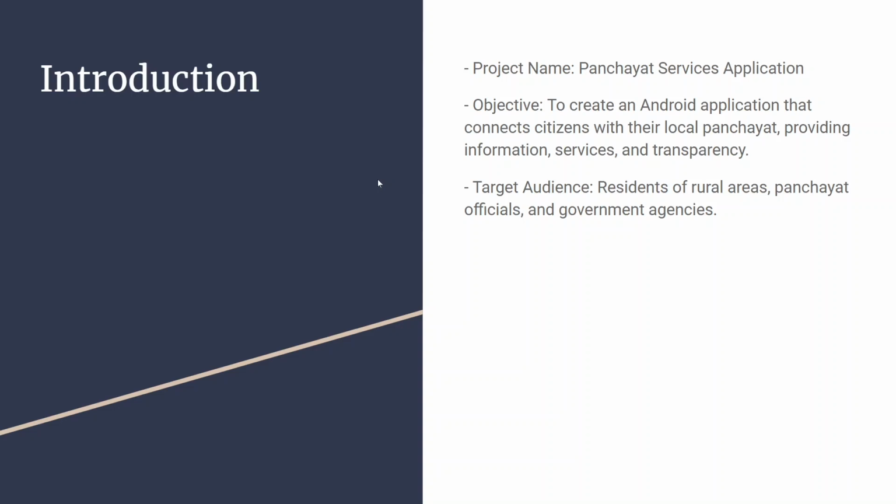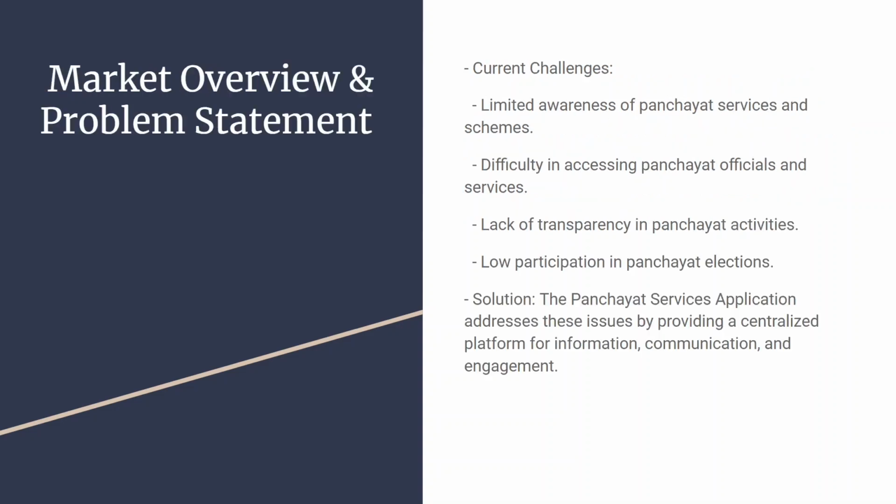In the introduction, we can see the name of this application is the Panchayat service application. The objective of creating this application is to create an Android application that can connect the citizens with their local panchayat, providing information, services, and transparency. The target audience is the residents of the rural areas, panchayat officers, and the government agencies, which are going to provide the services to the rural areas. So let's move to the next slide.